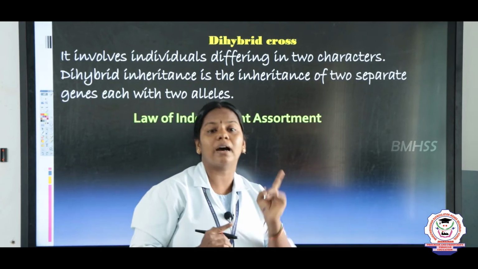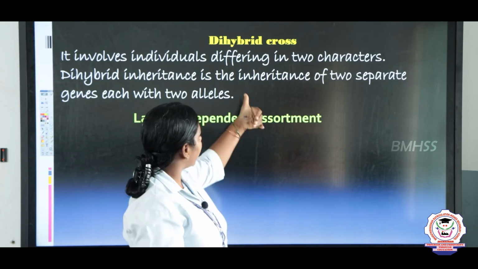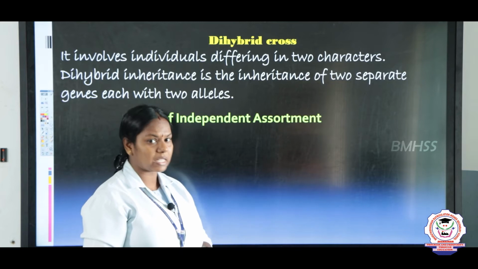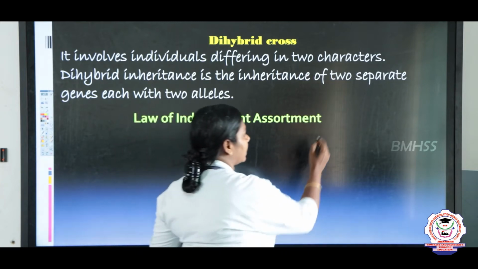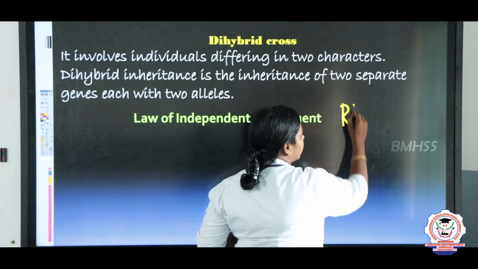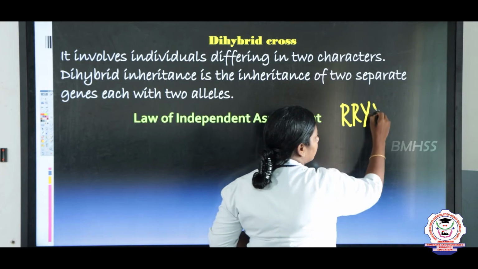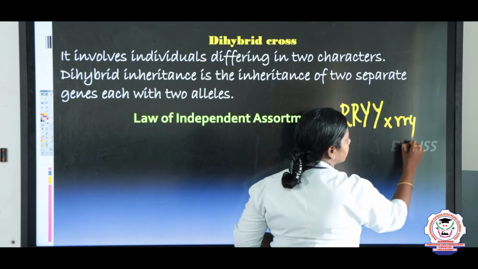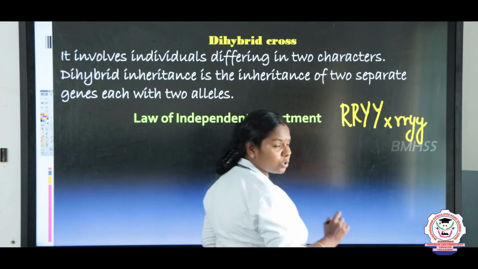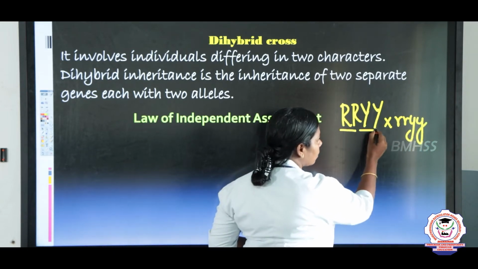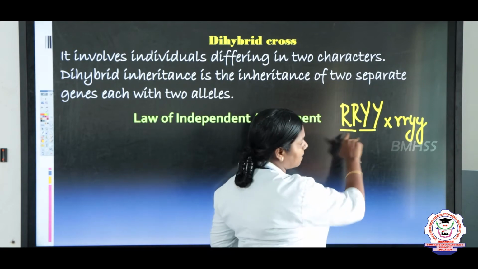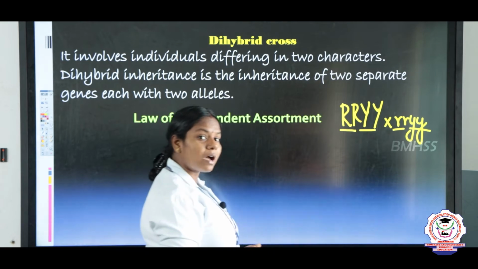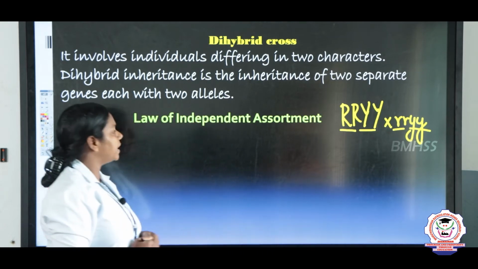For example, tall is to dwarf. But in the dihybrid cross, two pairs of contrasting characters are involved. For example, round yellow seeds are crossed with wrinkled green seeds. So, round yellow, right? One pair. Wrinkled green. So, two pairs of contrasting characters are involved in the dihybrid cross.